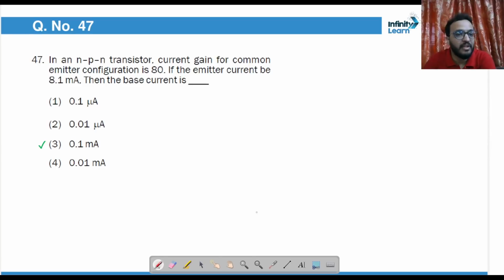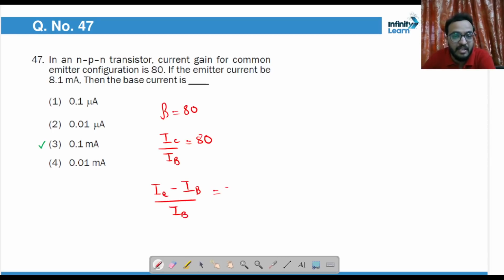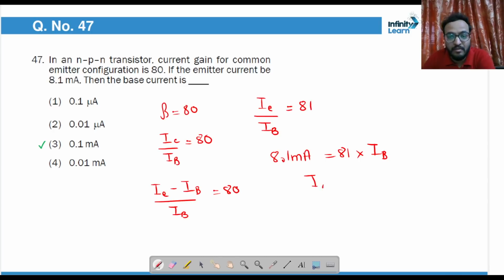Understood? Question number 47. In an NPN transistor, current gain for common emitter is 80. So beta is 80. The emitter current is 8.1 milliampere. The base current is simple. IC upon IB is 80. IE minus IB upon IB is 80. So IE upon IB is 81. 8.1 milliampere is equal to 81 into IB. So IB will be 0.1 milliampere.